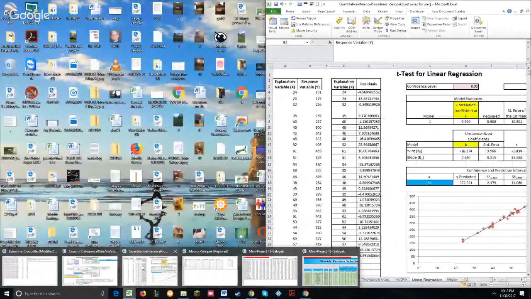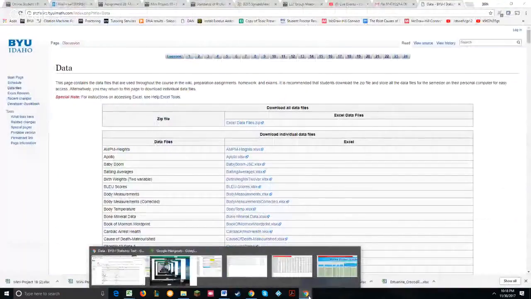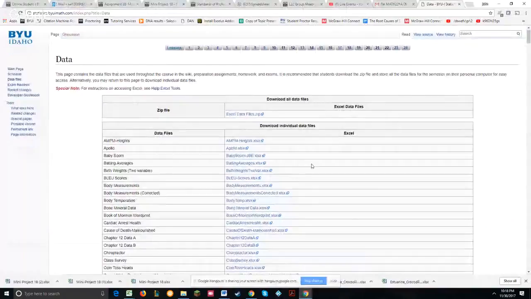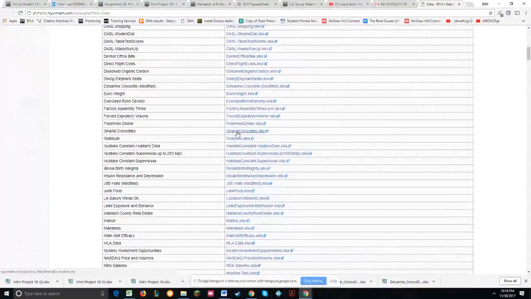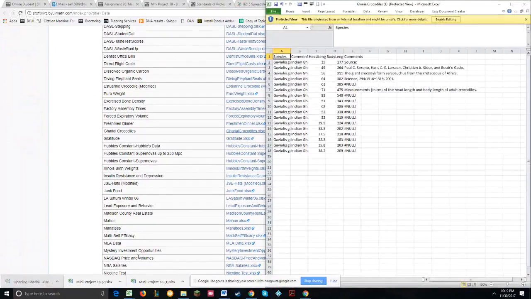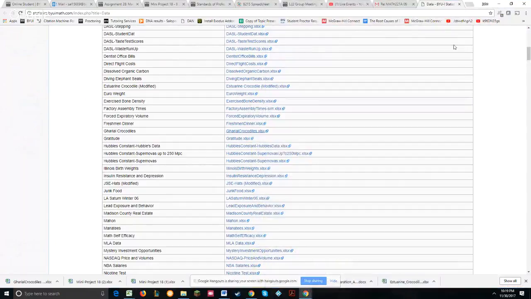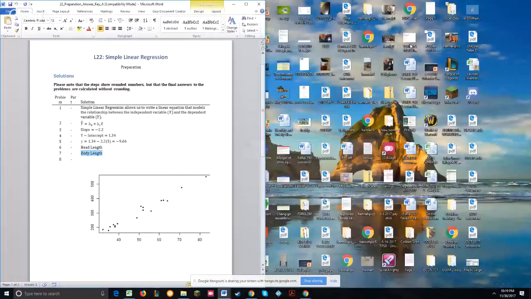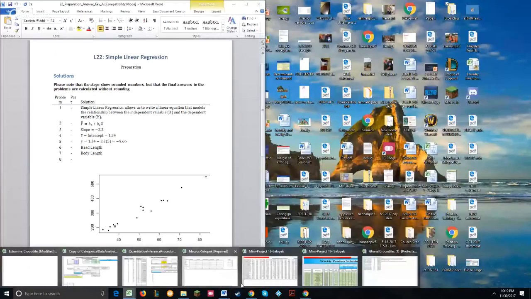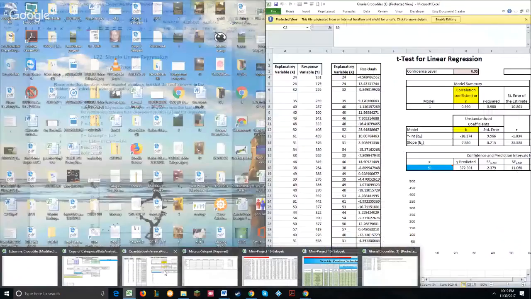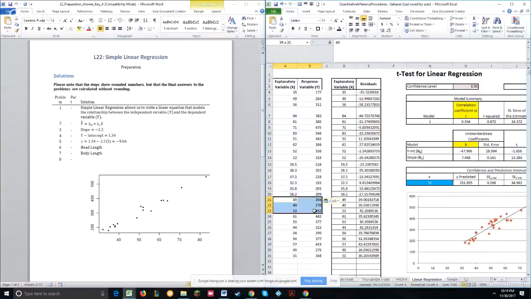Well, maybe I got the wrong data. You know what? I think I did. Gharial crocodiles. Yeah, that's probably what you did, because I just redid it on mine and I came up with the right answers. I think I had some other kind of crocodile. Let's see if that changes anything. 35, yeah, that's the right stuff there. So, I bet you that's it. Yeah, there you go. Yep.